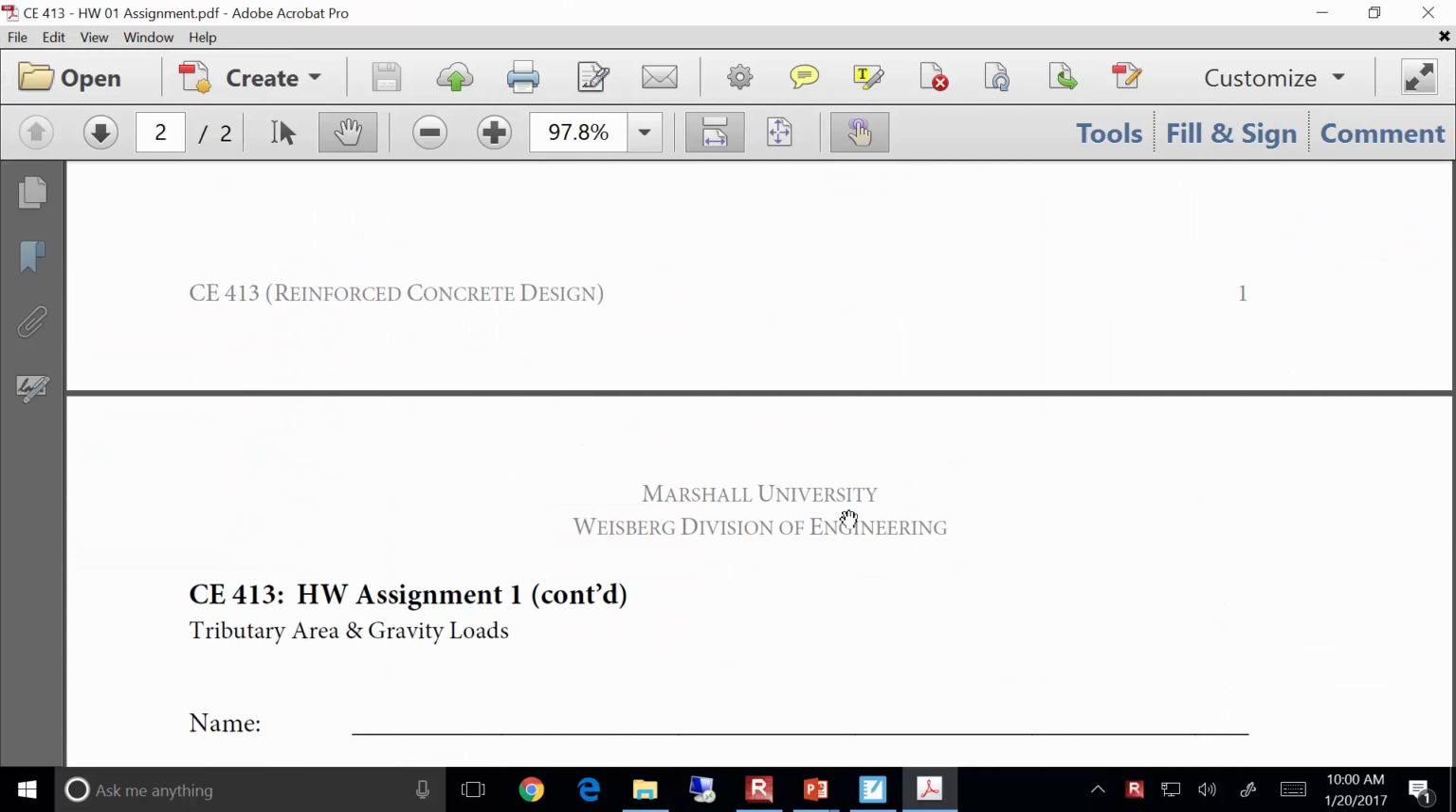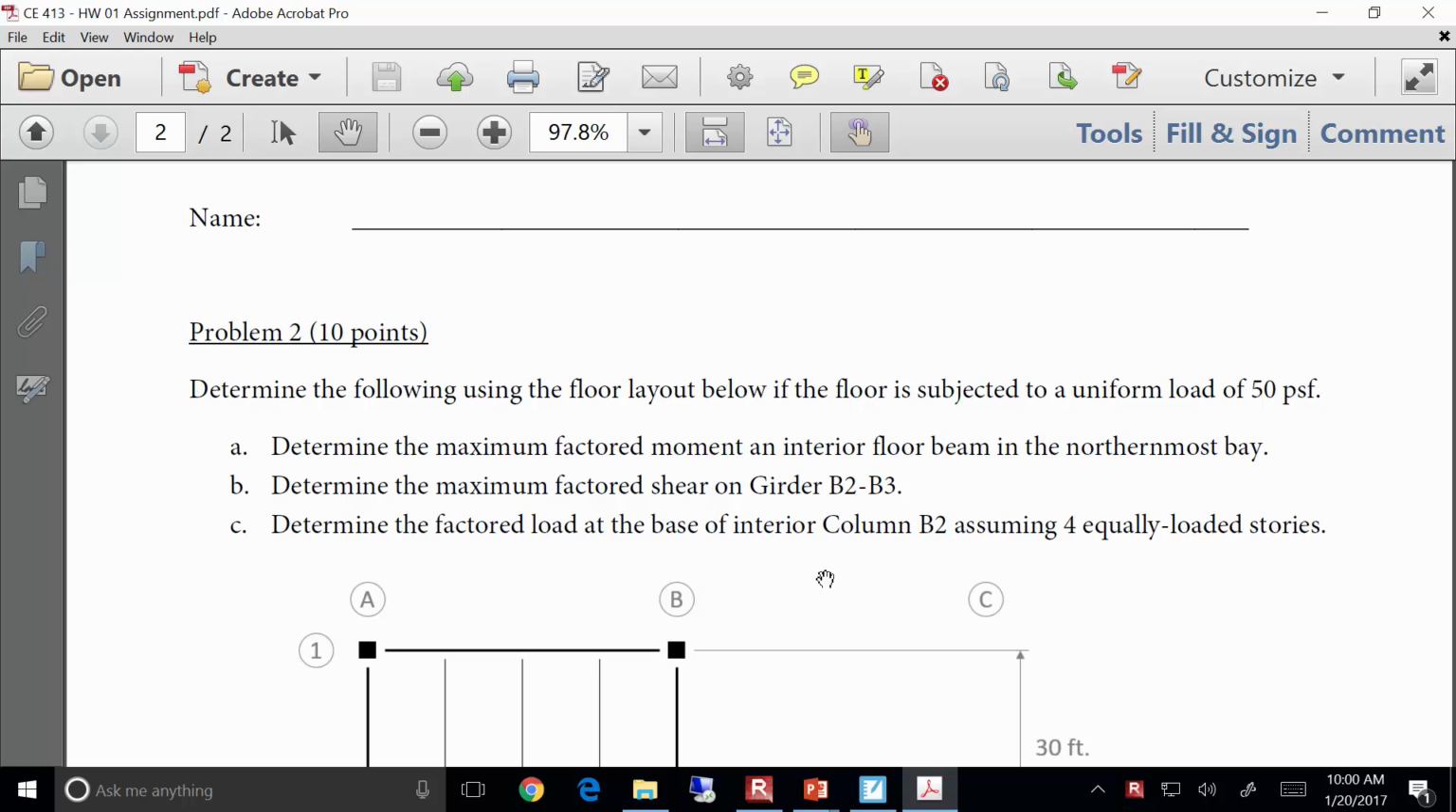So problem 2 is asking for a lot of factored responses, like factored moment, factored shear, factored load. You can treat 50 PSF as the factored load. Assume that that's already gone through live load reduction and already gone through 1.2 times the dead plus 1.6 times the live. So you can just take that 50 pounds per square foot and distribute it accordingly.